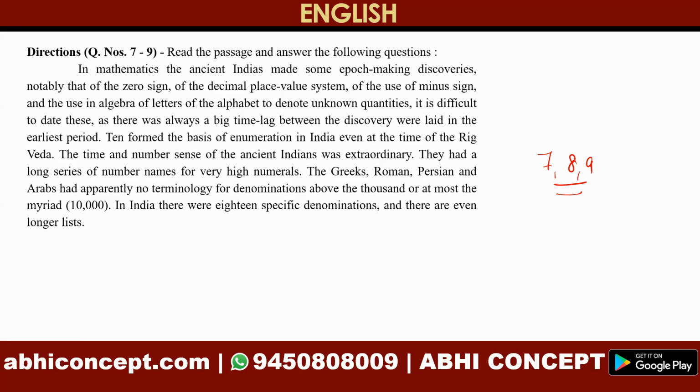Even at the time of the Rig Veda, the time and number sense of the ancient Indians were extraordinary. They had a long series of number names for very high numerals. The Greeks, Romans, Persians, Arabs had apparently no terminologies for denomination above the thousand or at most the myriad 10,000. In India, there were 18 specific denominations and there are even longer lists.